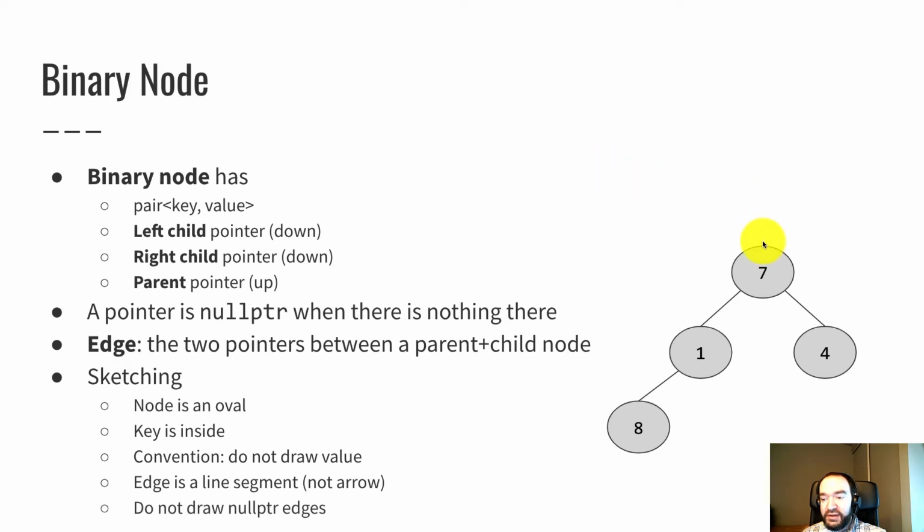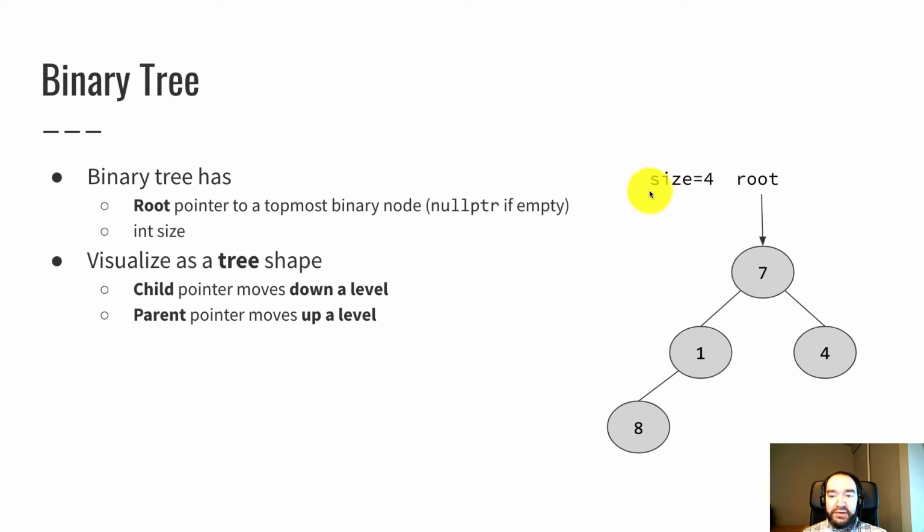So even though there is a pointer in the 7 node pointing up at null, we don't draw it because, again, these node collections have quite a lot of these null pointers and it just gets kind of tedious and cluttered to draw all of them in. Now that we've defined an individual node, we can define a binary tree.